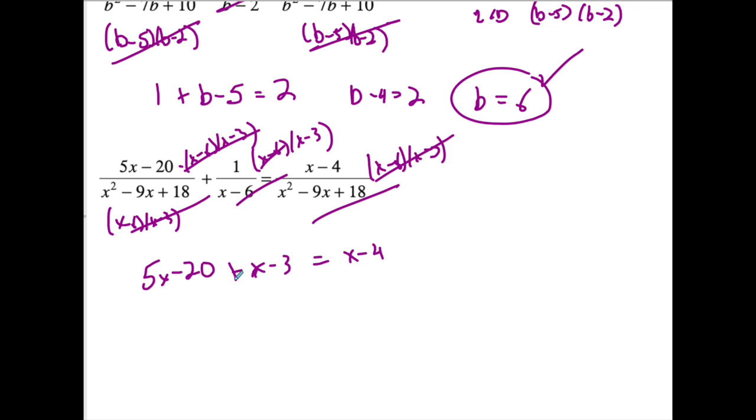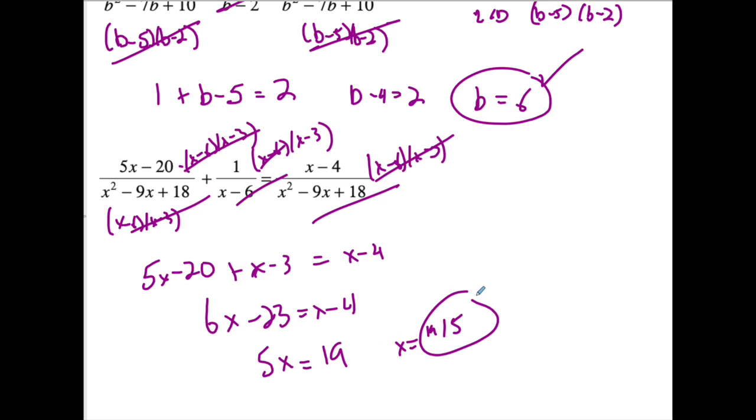So I have 6x minus 23 equals x minus 4. So 5x equals 19. So x equals 19 fifths, which is not an excluded value, because the excluded values, which we should have probably listed, would have been 6 or 3.